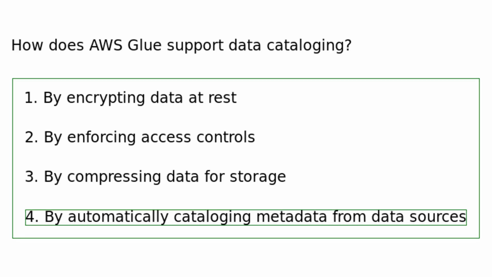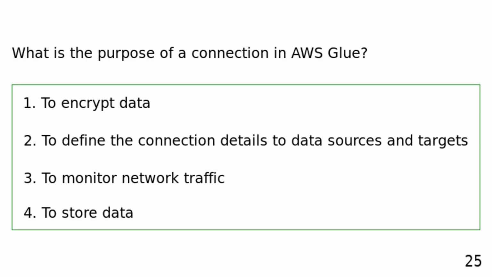The correct answer is by automatically cataloging metadata from data sources. AWS Glue supports data cataloging by automatically cataloging metadata from various data sources, providing a unified view of data assets for analysis and discovery. What is the purpose of a connection in AWS Glue?